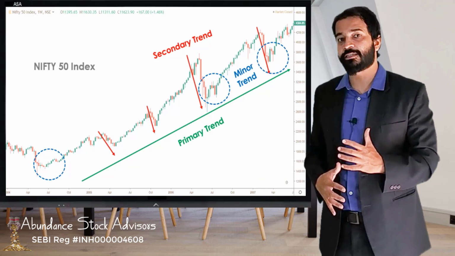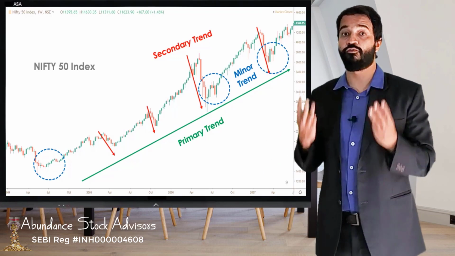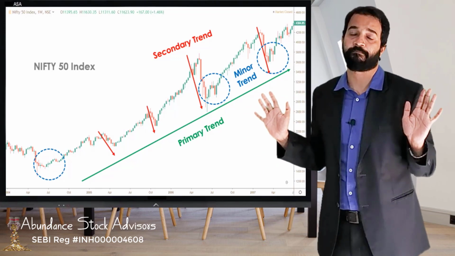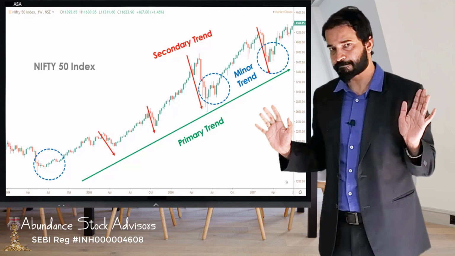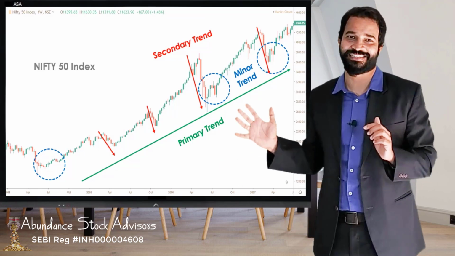So the Dow theory states that the market will always show these three movements or trends at any given point in time. That's how the markets move. And if you understand this, you understand stock markets better than anybody else.